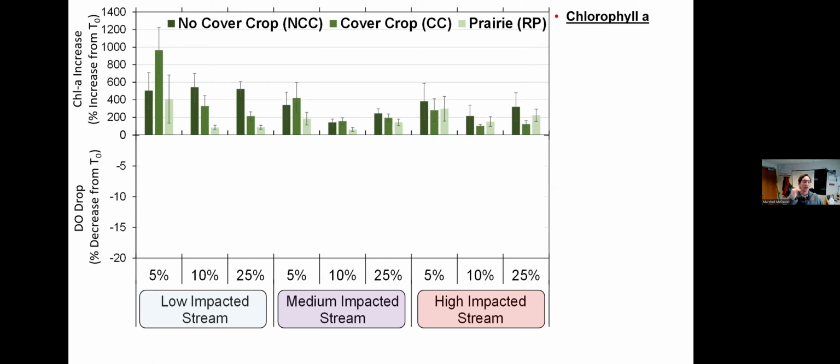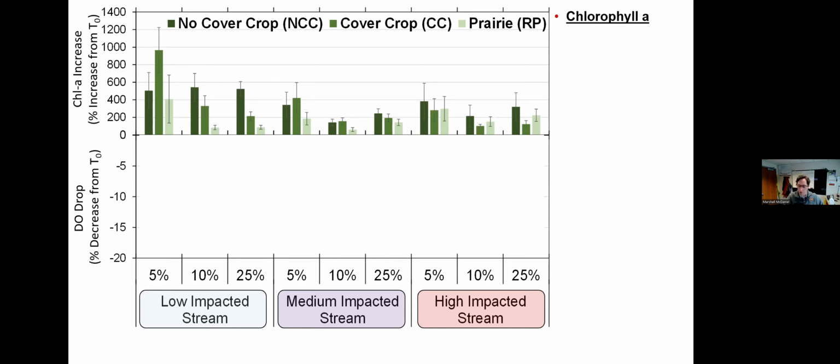So increasing chlorophyll A is a bad thing, right? So the higher, the worse. The lower the DO drop, the worse, right? It means that there was a large consumption of dissolved oxygen in that 2-week period. And then it's broken up by the mixing ratios, so 5%, 10%, 25%, and then by the stream water, the historical stream nutrient load. So low impacted stream, medium, and high.